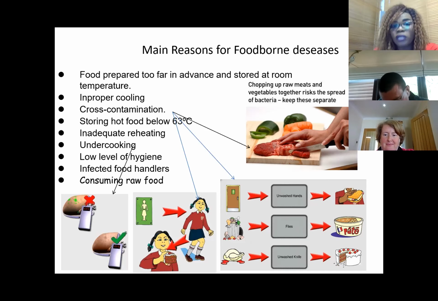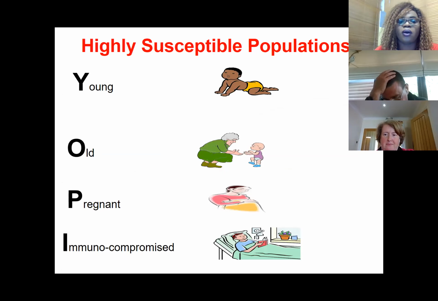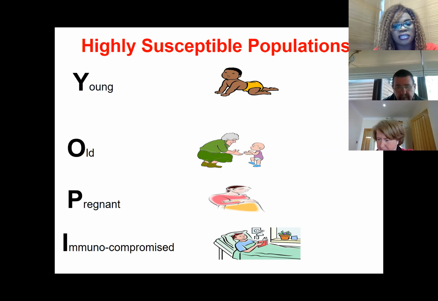Okay, one other thing we need to appreciate is that there are certain people in the population that could be susceptible, and it's either because they're old or young, pregnant or immunocompromised. So don't forget our acronym we used in Lendis was YOPI, yeah? So the young infants, the old, pregnant, and immunocompromised are the people that could be highly susceptible to a foodborne outbreak.